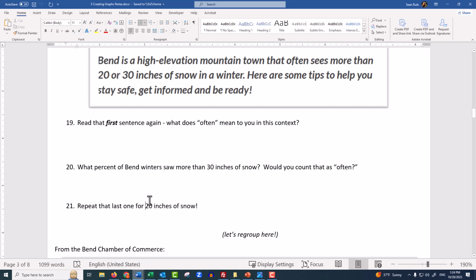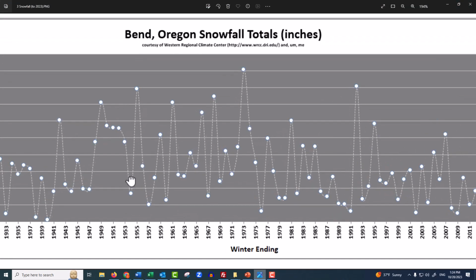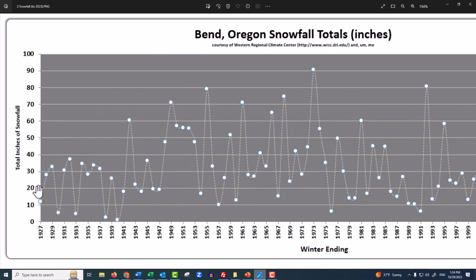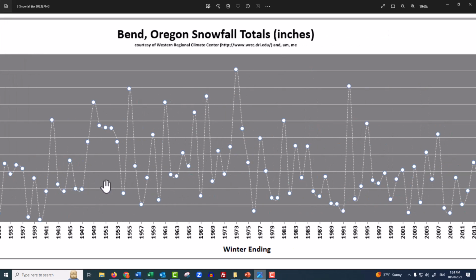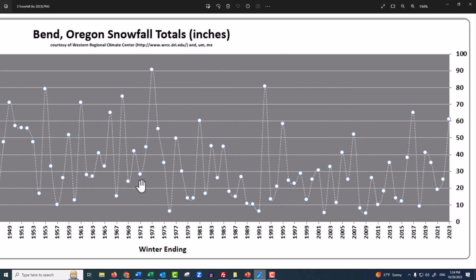What if we do more? What if we do 20? Okay, let's look at 20. All right, so 20 would include all the years I just counted, but also the ones between 20 and 30. So I'm just going to count those now. 1, 2, 3, 4, 5, 6, 7, 8, 9. I'm going to count that one now. 10, 11, 12, 13, 14, 15, 16, 17, 18, 19, 20.